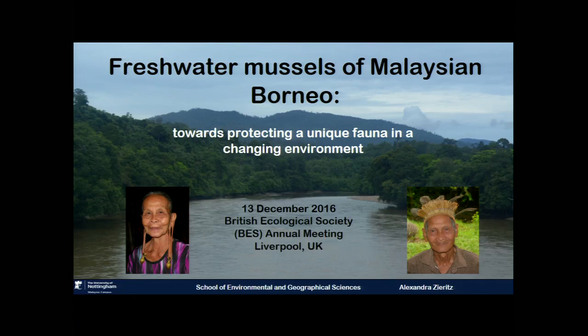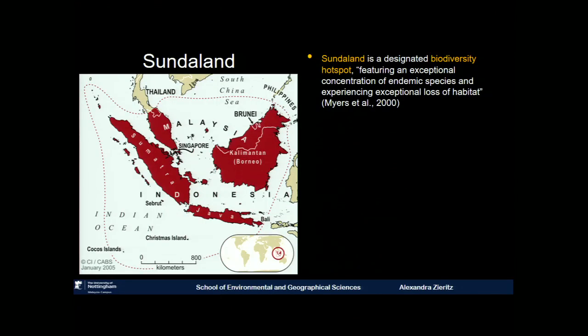This is the Barong River in Sarawak, and these are some lovely Kayan people that we had the pleasure to meet, just for explanation. So I'm based in about here, in KL, or near KL, on Peninsula Malaysia, and Malaysia is part of Sundaland, of course you know that. It's a biogeographic region with very high levels of endemicity and biodiversity, but also experiencing exceptional loss of habitats. So it's made up of Malaysia, Brunei, and parts of Indonesia.